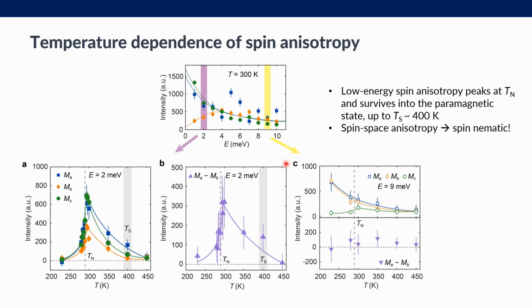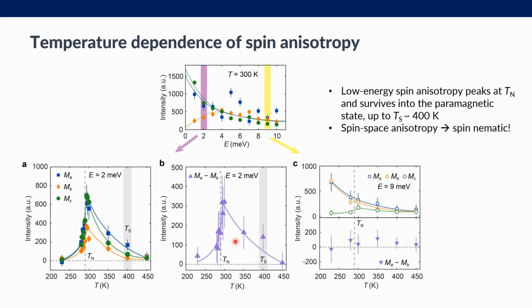For comparison, we also show the temperature dependence of these spin fluctuations at high energy, which is 9 millielectron-volts. So the fluctuations along the a and b axes are almost isotropic at this high energy range. So this spin anisotropy at low energy is quite surprising, but it is consistent with the definition of a spin nematic, which breaks the spin rotational symmetry in spin space without long-range magnetic order. So basically, we discovered a hidden phase of this system.